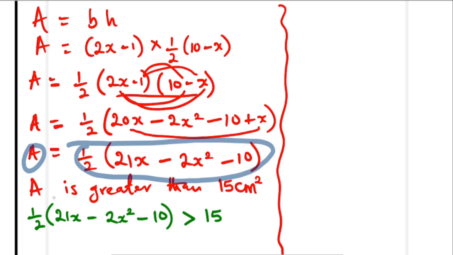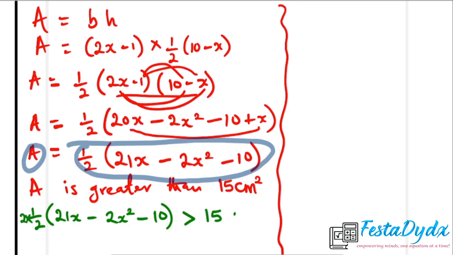I would love us to handle this fraction, which is half. Let's multiply through by 2. So if I multiply through by 2, I'll do 2 times here, and I'll do times 2 here. So we can get rid of that fraction. 2 cancels 2, we are left with 1. So that means 21x minus 2x squared minus 10 is greater than 30. Okay, we've gotten this now.